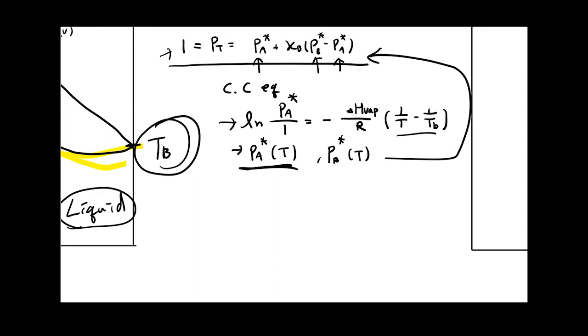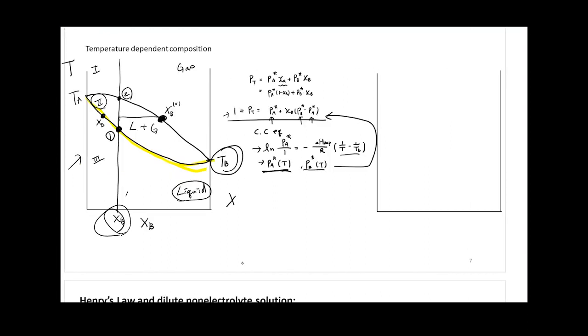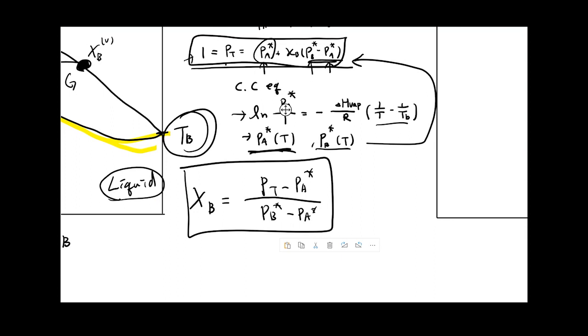In order to generate this plot, you also need to know that XB is related to your PA star and PB star. You just rearrange this. So you can write out your XB as P total minus PA star over PB star minus PA star. Remember, right now the PA star and PB star have a temperature term in them. From here, you should be able to figure out the correlation between your XB and the temperature.